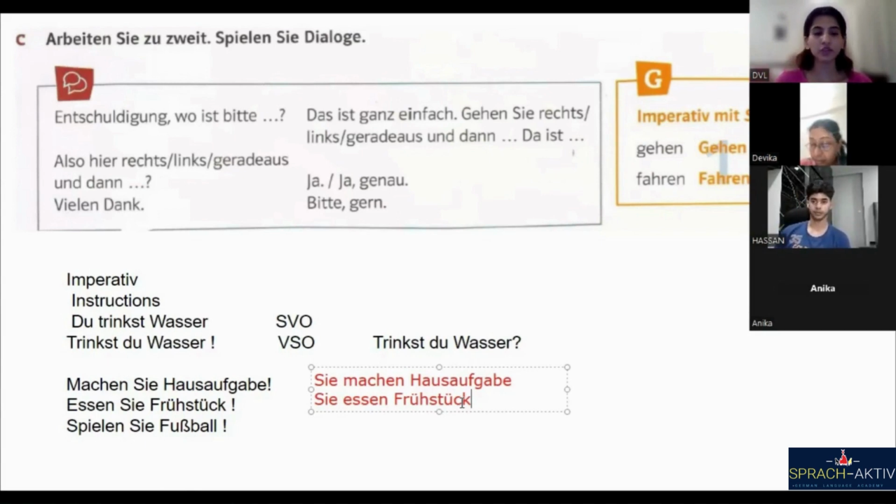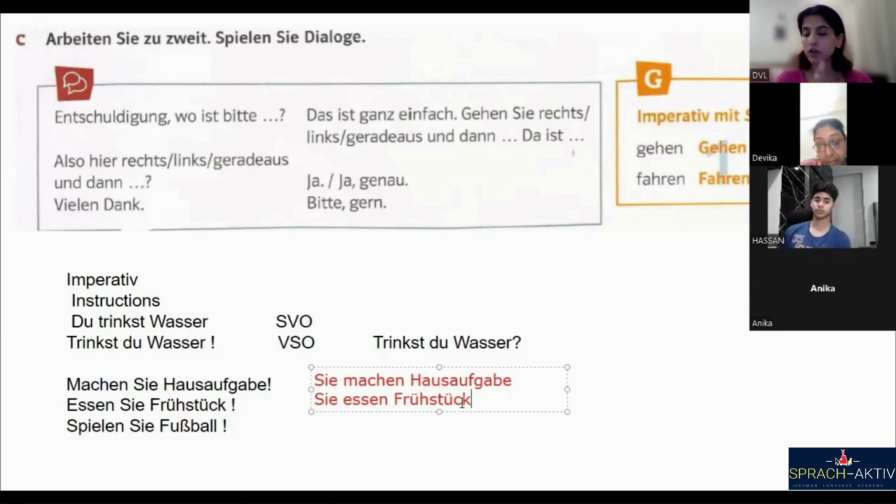Theek hai? Next, spielen Sie Fußball. Iska normal sentence will be, Sie spielen Fußball. Aap football khel rahe ho. Next, second wale mein, agar imperative banana hai, to khelo aap Fußball. Spielen Sie Fußball. Theek hai?